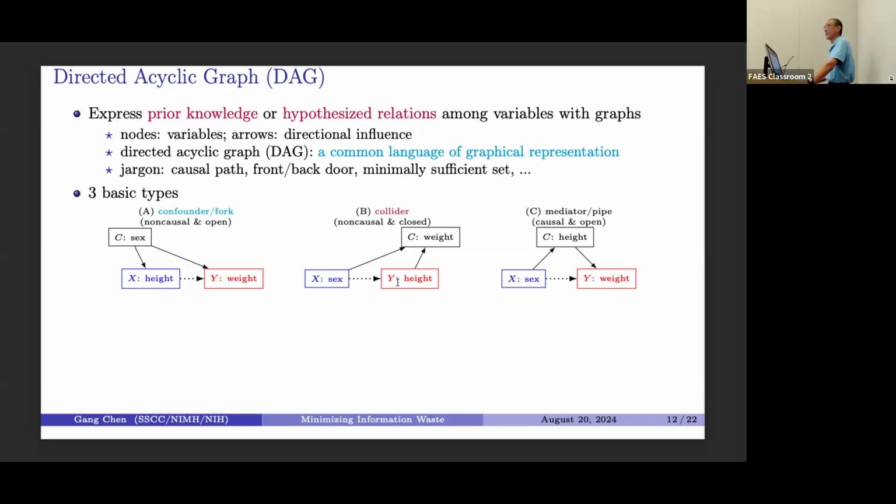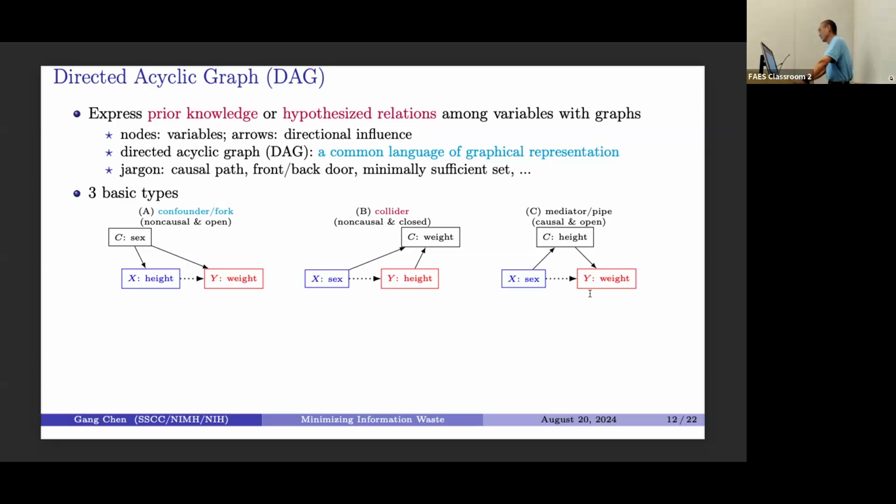The middle one. In this case, we compare males and females in body height. This is called a collider, because if you look at the relationship, both X and Y influence body weight. So in this case, it's a collider.